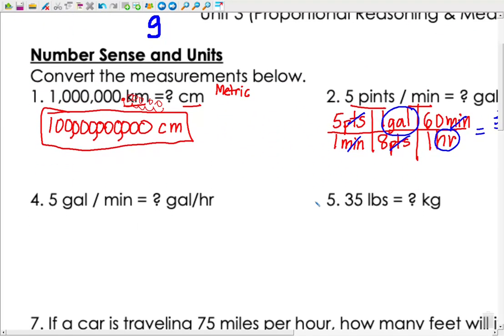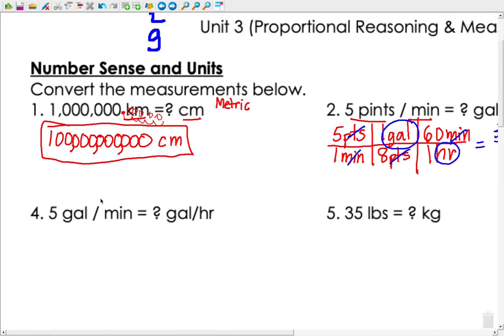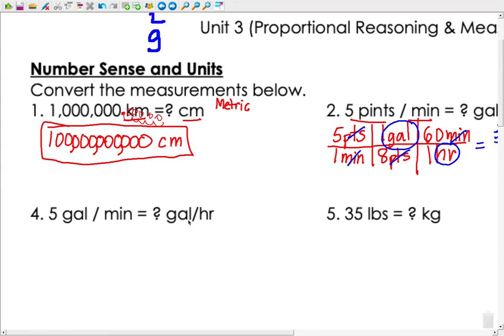Number 4 goes back to customary because from here we're going from gallons to gallons, which it's already done for us because if I'm going to gallons, I'm really staying at gallons. But I want to go from minutes to hours. So this conversion dimensional analysis chart is going to be super easy.